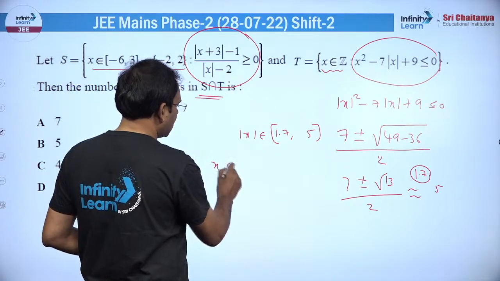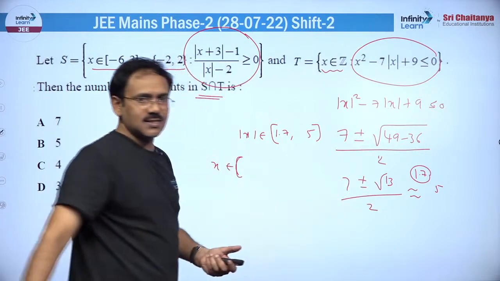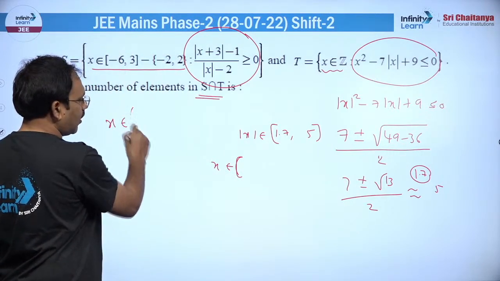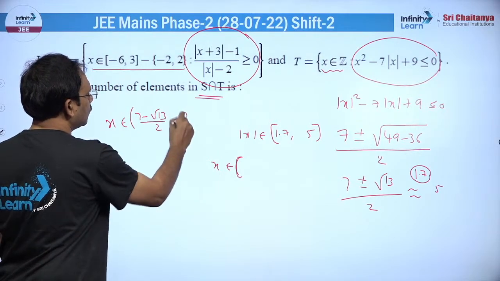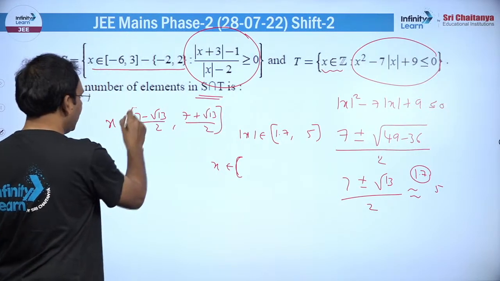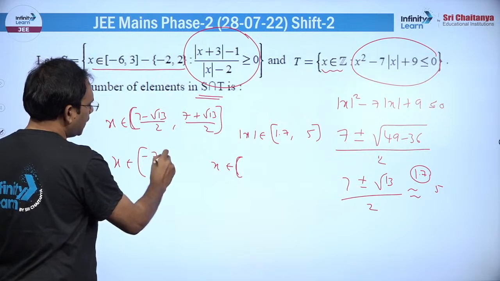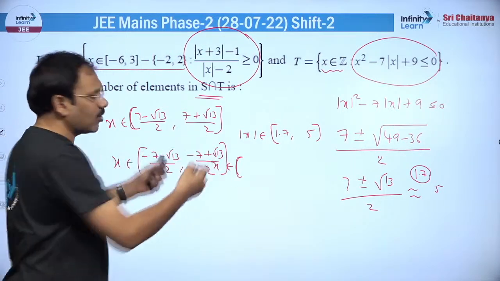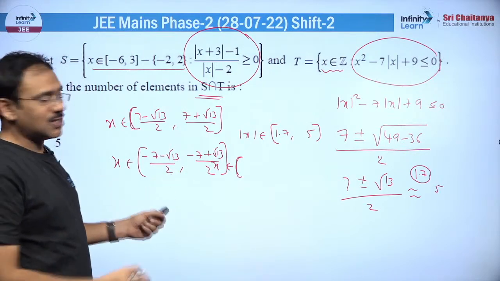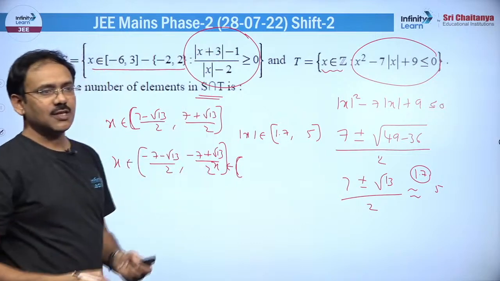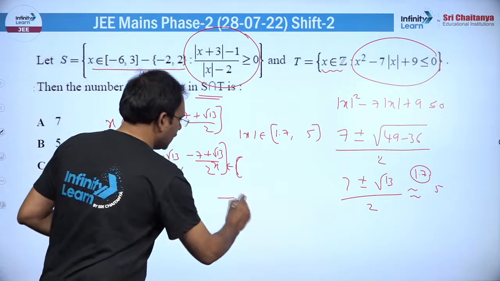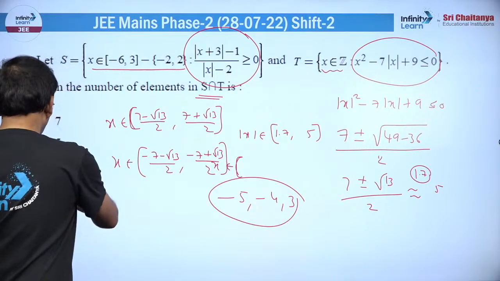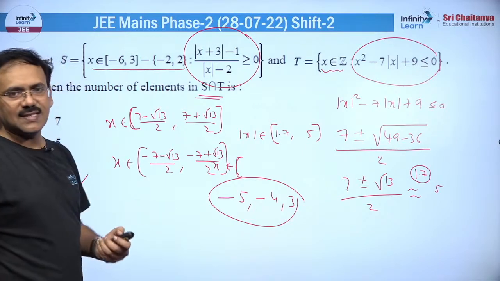Actually you have to take these exact numbers, my dear friends. Precisely writing, x belongs to the closed interval 7 minus root 13 by 2 to 7 plus root 13 by 2, as well as x belongs to minus 7 plus root 13 by 2 to minus 7 minus root 13 by 2. So you need to take approximate values and see which integers lie in these intervals. Better, substitute these intervals in the second inequation and take the ones which satisfy it. You can find these are minus 5, minus 4, minus 3. These are the numbers which satisfy both the inequalities. You can go with option D, the number of elements in S intersection T, right.